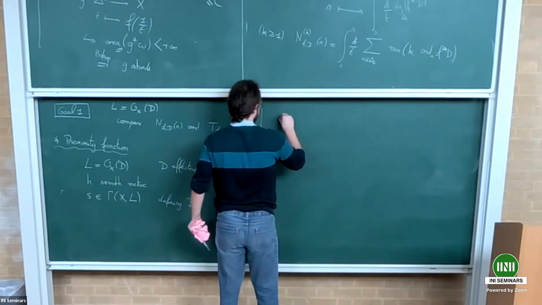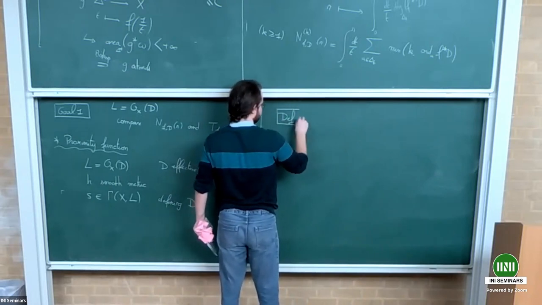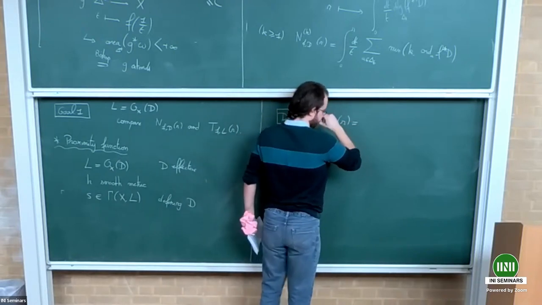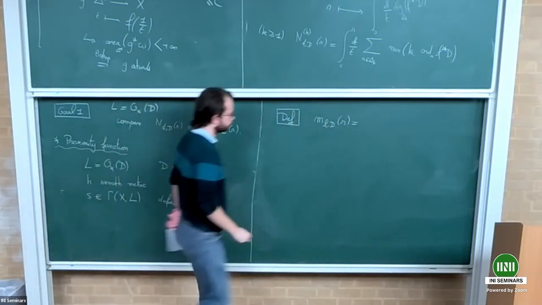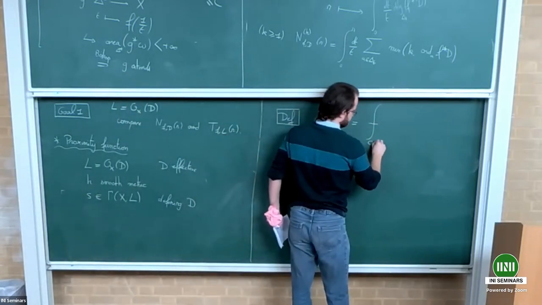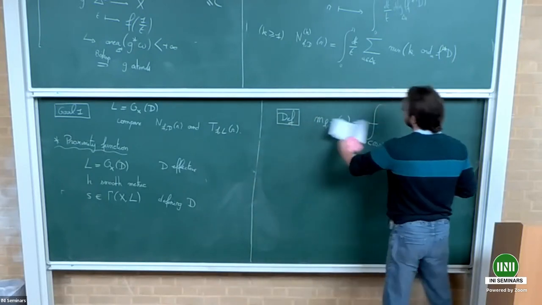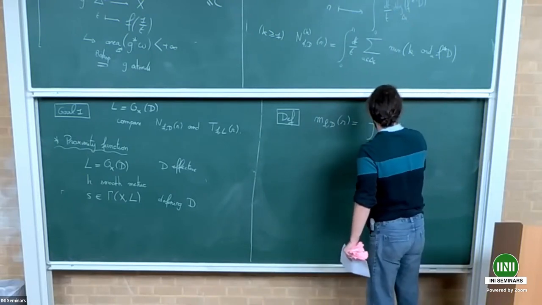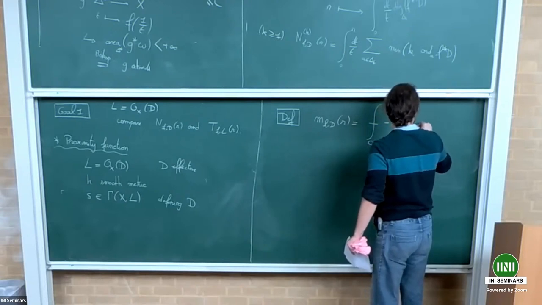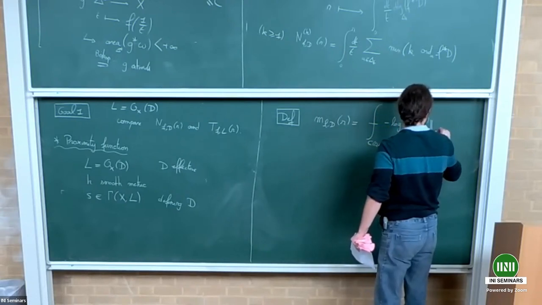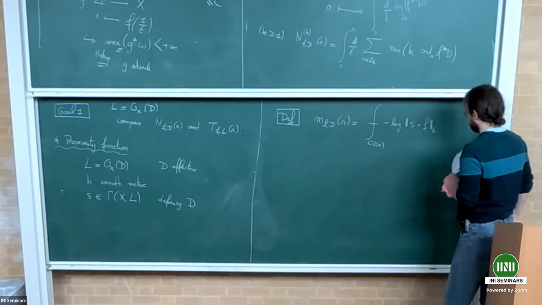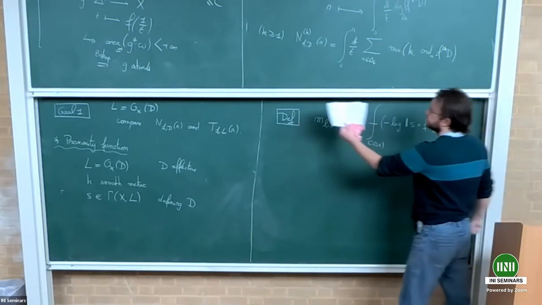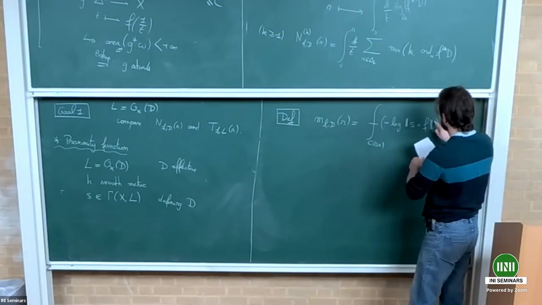Now the definition. The proximity function of f with respect to D is defined as the mean value on the circle of radius r, so again it depends on some real number r in R plus, of minus the logarithm of the norm of s for the metric h. There might be some constant needed here. I think the one half of before will account for the fact that I'm not putting a two.